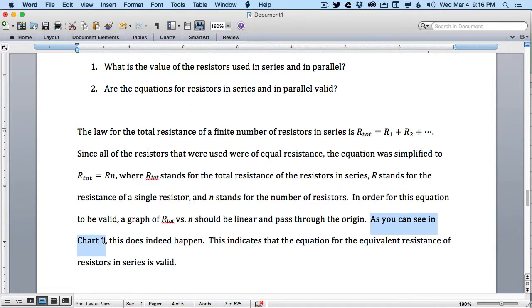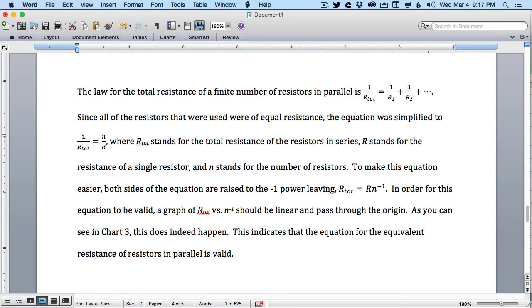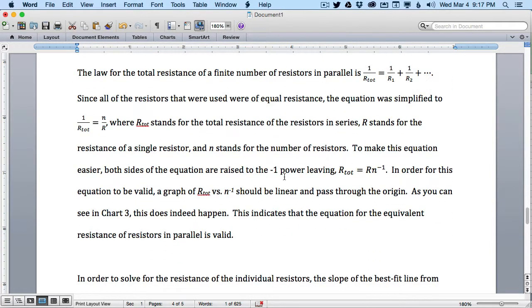Then I say, "as you can see in chart 1." Notice I don't have to describe which of my 3 graphs to look at. I just say chart 1. I say this happens, and it indicates that the equation is correct. Did the same thing for parallel. Just had to add that little bit about raising to a negative power. And again, as you see in chart 3, this equation is correct.